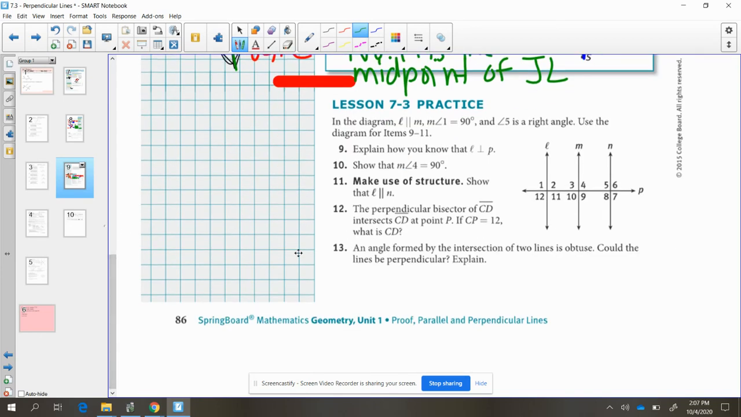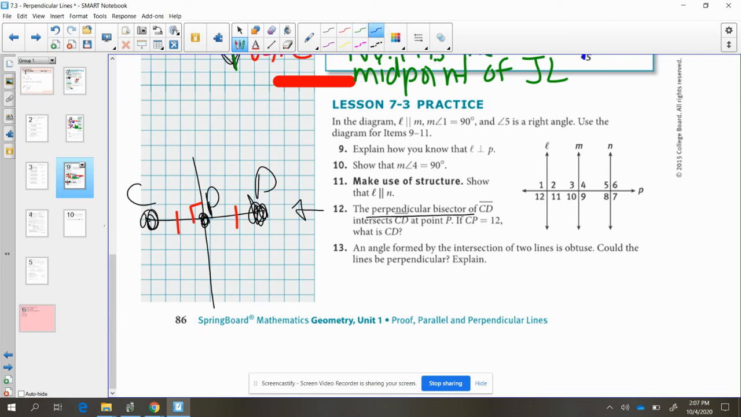All right, last 2 examples I want to do with you. The first one is number 12. In number 12, we're going to start by drawing the picture because it says we have a perpendicular bisector of segment CD. So we're going to start by drawing that. It is going to intersect it at point P. So here's point P. And again, it says it's the perpendicular bisector.